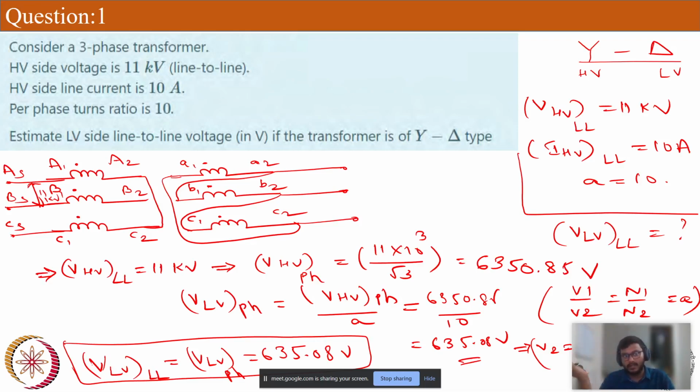So if it just has the low voltage side line to line voltage, it is a star delta transformer. If it is a star star connection, we have to multiply the phase voltage by root 3 to get the secondary line to line voltage.